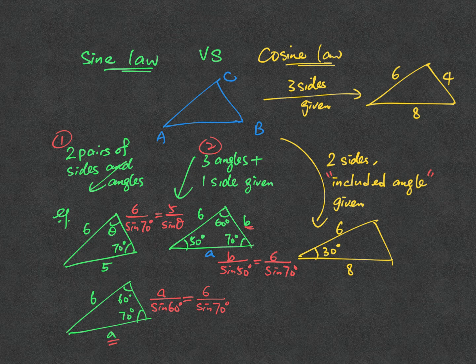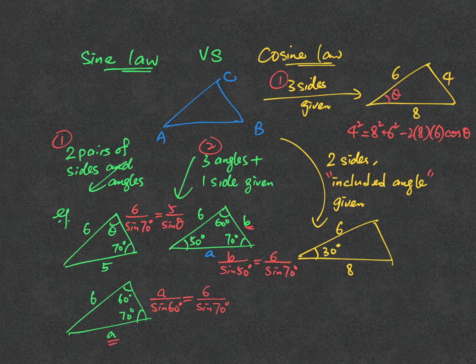While in yellow, we are talking about the situation which applies the cosine law. The first case will be three sides given, for example, like 6, 4, and 8 given in the picture. The question should ask you to find the angle, for example, the one I call theta here. So in this case, you write down 4 squared equals 8 squared plus 6 squared minus 2 times 8 times 6 cosine theta, and you can find it.